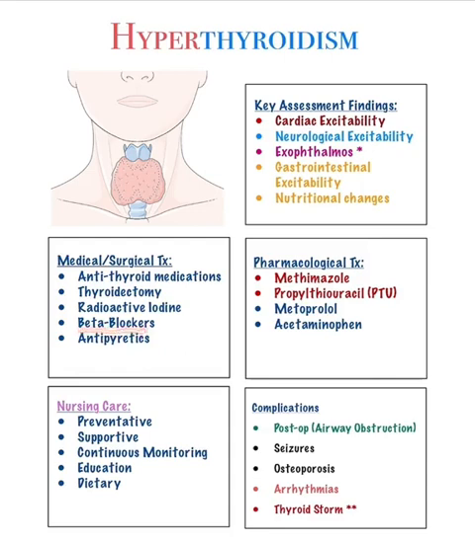Then we have beta blockers such as metoprolol, which are going to help with those cardiac symptoms. So it's going to help decrease that pulse, decrease that blood pressure. Acetaminophen, which is an antipyretic, is going to help with fever, which is one of the neurological symptoms of hyperthyroidism.